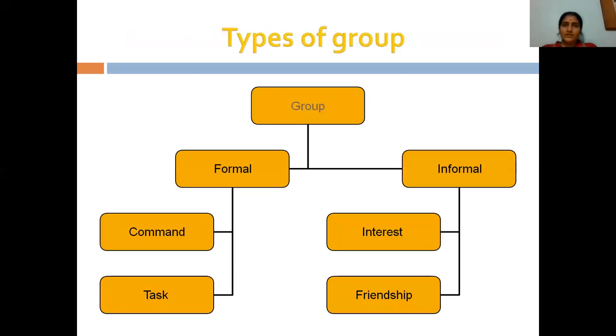Now let us see what are the types of groups. There are two types of groups, formal groups and informal groups. We might have heard of formal groups and informal groups. Formal groups are again of two types, command groups and task groups. And informal groups are interest groups and friendship groups.